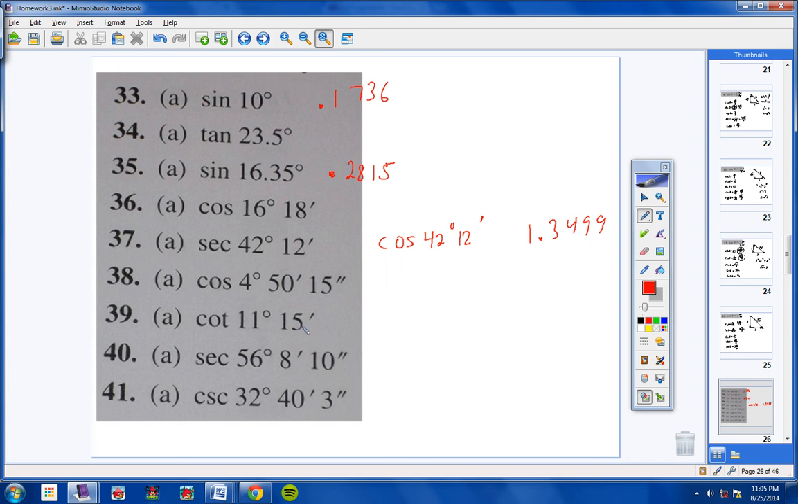All right, number 39, cotangent. So I'm going to have to take the tangent of 11 degrees, 15 minutes. So I'm going to do that very quickly. Tangent, 11 degrees, 15 minutes. And I'm getting 0.1989. Now I'm going to take the reciprocal of that, or take it to the -1 power, and I'm going to get this right here, 5.02733.